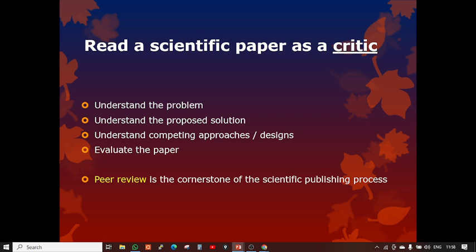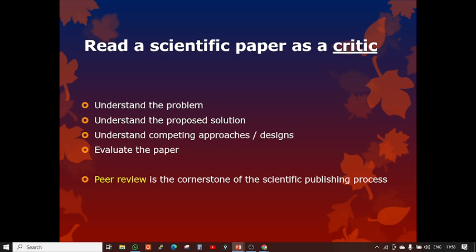That's why you should always find a problem, and always read a research paper as a critic. So understand the problem, understand the proposed solutions, evaluate the paper, and understand the competing approach, because you are going to compete with it. It already extracts 80% of the pollutant. If you are not able to extract 80%, then your research is not valuable.